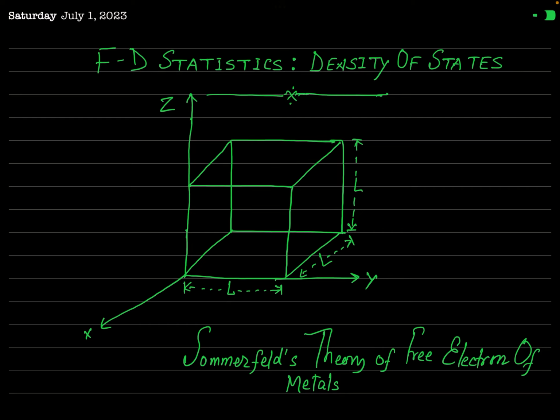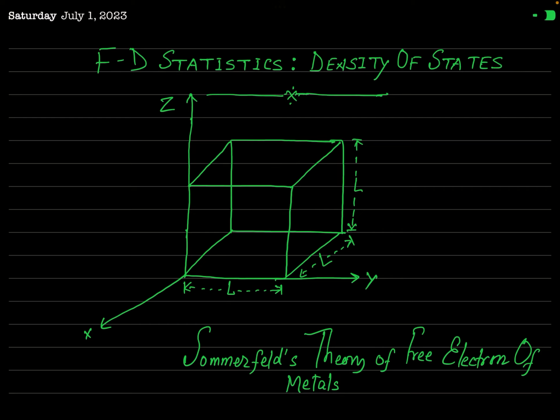Actually, Sommerfeld, a well-known scientist, proposed the free electron theory of metals. And this free electron theory of metals proposed by Sommerfeld finds use of Fermi-Dirac statistics variously. There are so many applications of Sommerfeld theory, and all those applications will be called applications of Fermi-Dirac statistics because Sommerfeld developed his theory by the use of Fermi-Dirac statistics.